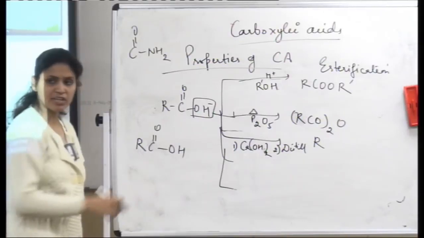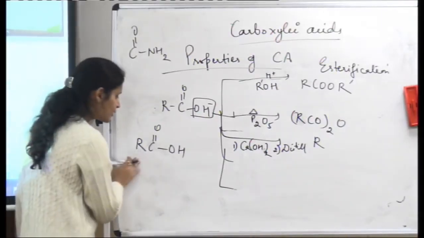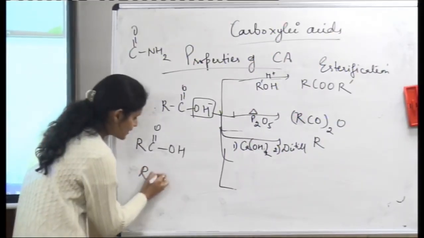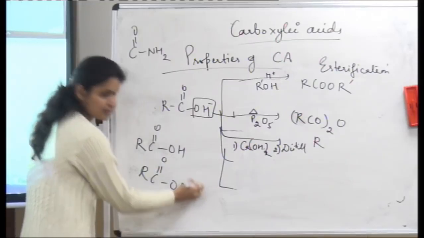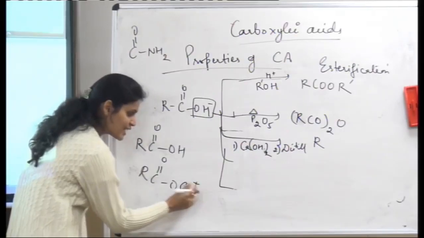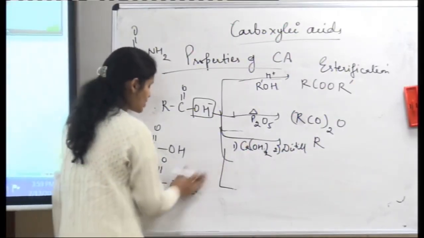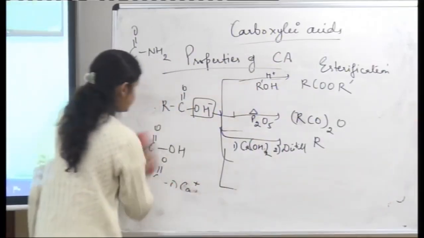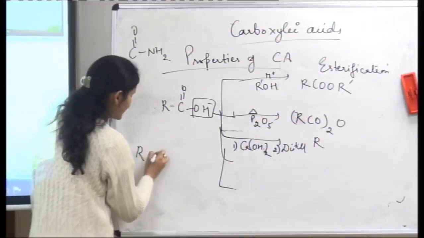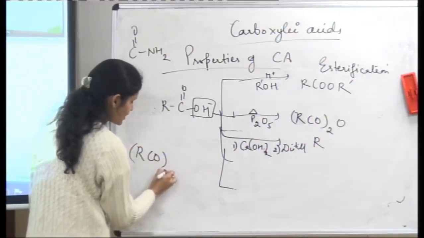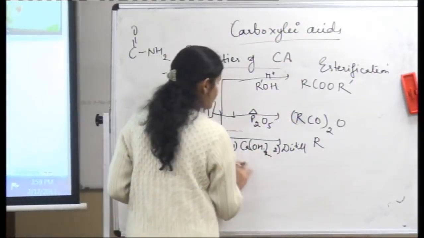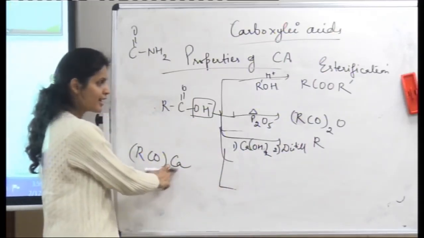I know what is the valency for calcium? +2. That means 2 molecules of acid should combine to form the calcium salt, just like we say RCOONa. But can I write RCOOCa? In that case, it still has the +1 valency. So what should I do? I should write the calcium salt of carboxylic acid, which I should better write as (RCOO)2Ca. Right? So for this, first it will form the calcium salt and then I am distilling it.